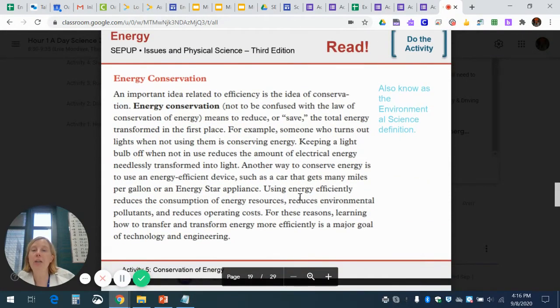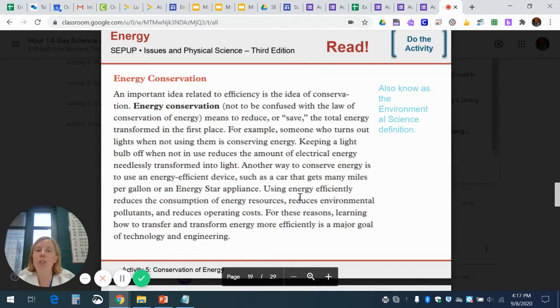All right, energy conservation. Again, we're looking for at least 2 main ideas for this area. I'm sorry, I said the wrong title at first. My apologies, this is energy conservation. This is also known as the environmental science definition, so it's taking a look at what conservation means outside of a physical science classroom.